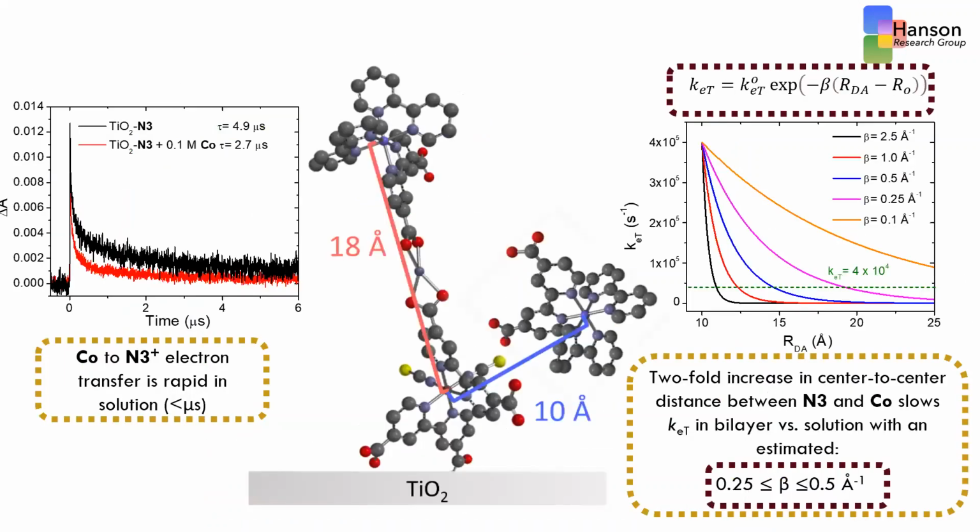When trying to investigate perhaps why we saw this slowed electron transfer, we turned to Marcus theory. We saw that, in fact, in solution, cobalt is able to regenerate the ground state of N3 rapidly. However, when incorporated into the bilayer assembly, we effectively shut off the electron transfer. We believe this happens because we effectively double the distance between our ruthenium and our cobalt metal centers when we incorporate it into the bilayer. Using Marcus theory, we were then able to estimate an attenuation coefficient between 0.25 and 0.5 reciprocal angstroms, which is similarly conductive to phenyl bridging systems.